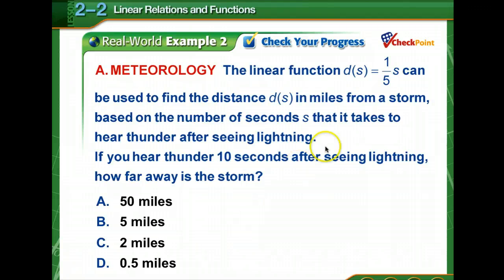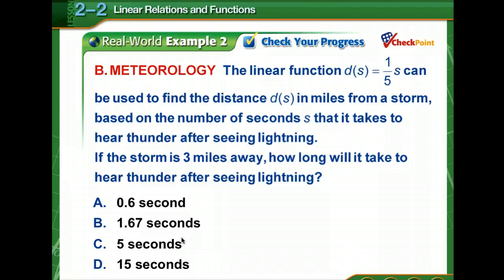Okay, check your progress. We're given this function. We're asked, if you hear thunder 10 seconds after seeing lightning, how far away is the storm? So pause for a moment and work this one. Okay, so 10 seconds. So in place of s, we're going to plug in a 10. 1/5 times 10, or it'll be 1 times 10 divided by 5. That gives us our 2 miles. Okay, good job. Let's do another one.